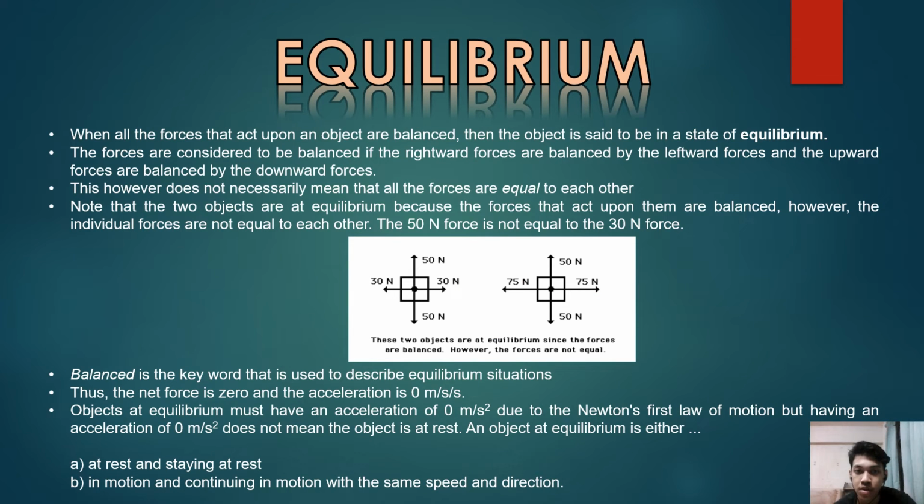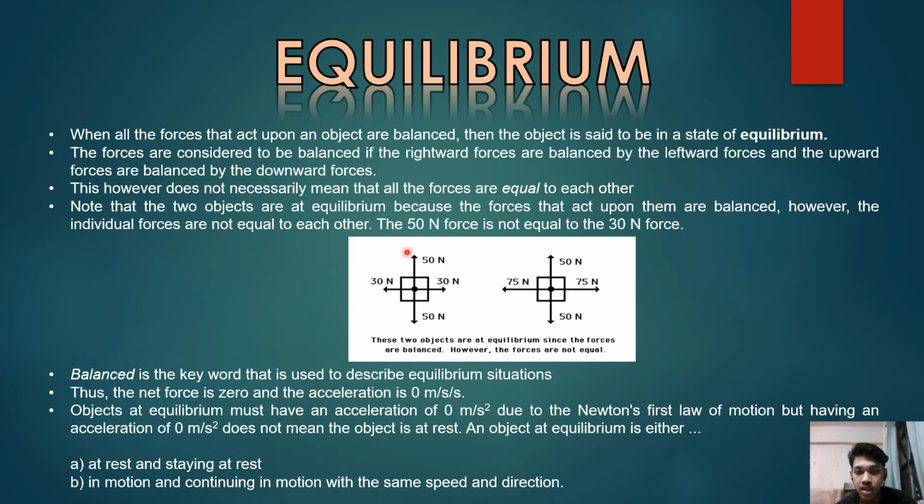Next, we are going to talk about equilibrium. When all the forces that act upon an object are balanced, then the object is said to be in the state of equilibrium. The forces are considered to be balanced if the rightward forces are balanced with the leftward forces, and the upward forces are balanced with the downward forces. This, however, does not necessarily mean that all the forces are equal to each other.